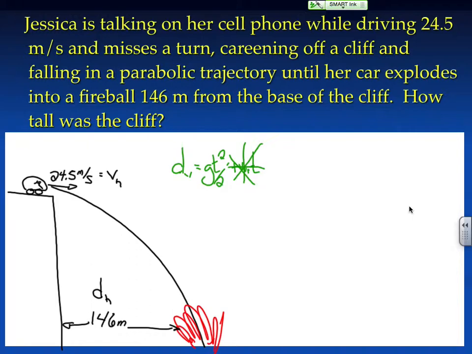So, of course, I know my G. That's easy. G is going to be negative 9.81, and I know my 2. And I know this, but I don't know what T is. So now I say, how in the world can I find T? All I know is DH and VH. If only there was an equation that had DH and VH and T in it, this might be useful. And there is. Oh, there is.